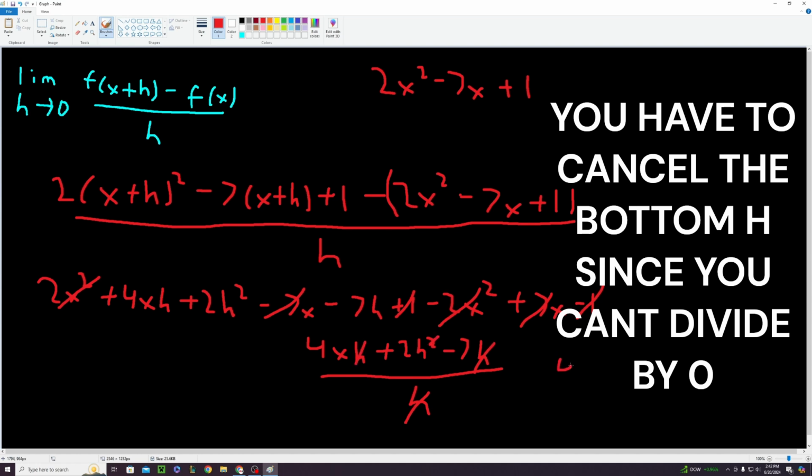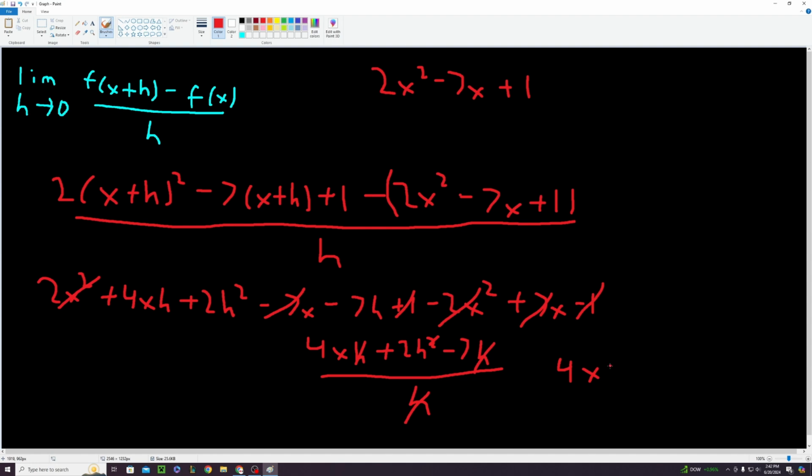Now we have 4x plus 2h minus 7, but to find a derivative, you take the limit as h approaches 0. Now we can substitute 0 for the h, and it's just going to be 4x minus 7 is the derivative of the function, which is 4x minus 7. And that's how you do a derivative like that.